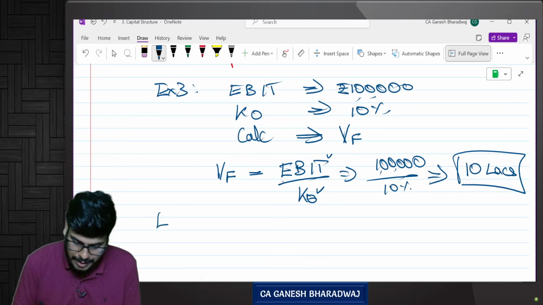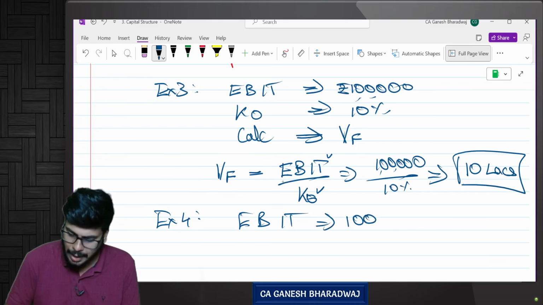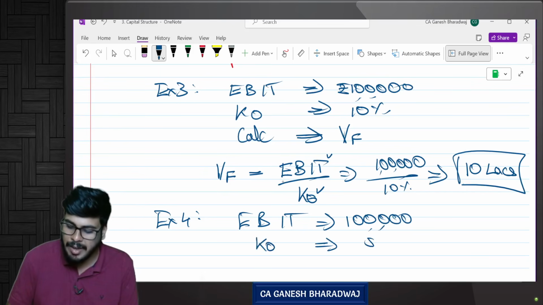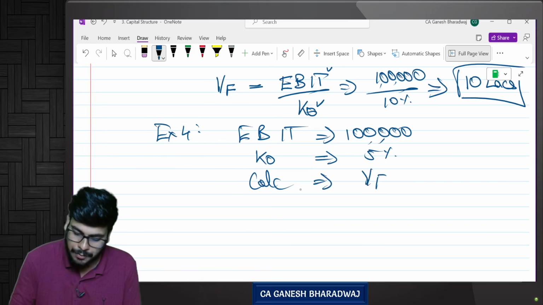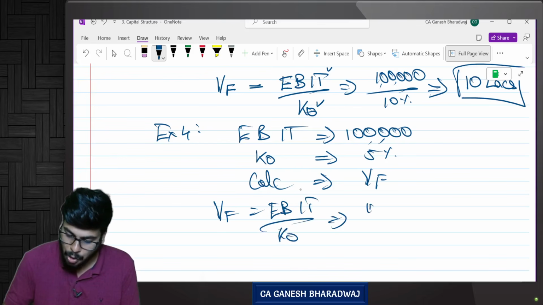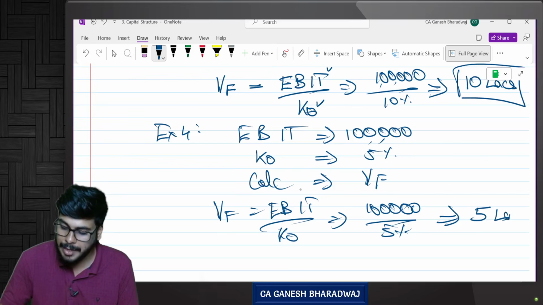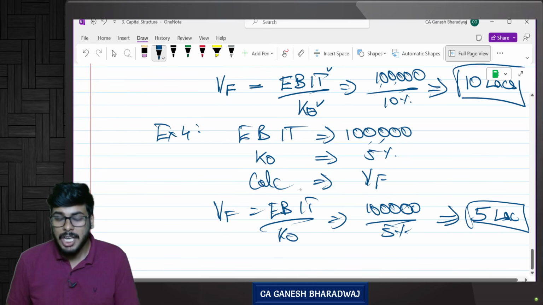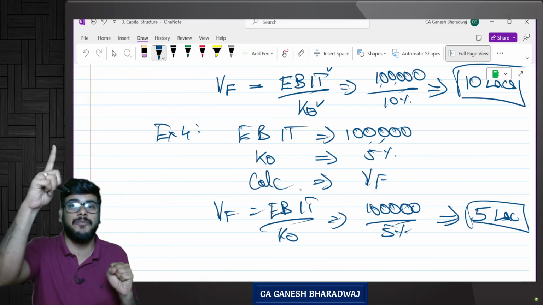Now, let me take one more example. Example number 4. Let's say the EBIT remains the same, 100,000, but now the KO changes to 5%. The KO drops. Now calculate the value of the firm. The value of the firm is EBIT divided by KO, or 1 lakh divided by 5%. That gives you a value of the firm of 5 lakh rupees. So what is the conclusion you can draw here? If your cost of capital is less, automatically the value of the firm will be more.